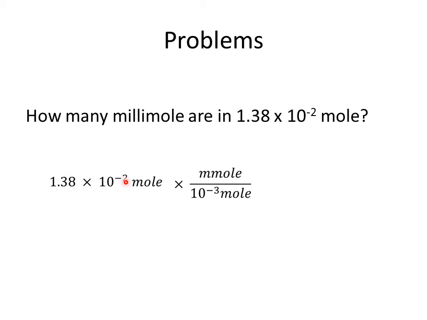I'm going to enter this in my calculator, 1.38 times 10 to the minus 2. And then because this is in the denominator, I will do divided by 10 to the minus 3, or I can do divided by 0.001. That gives me 13.8 millimole.